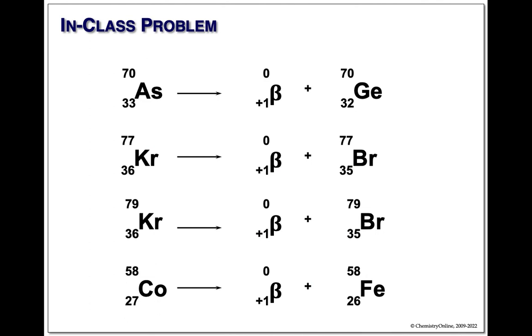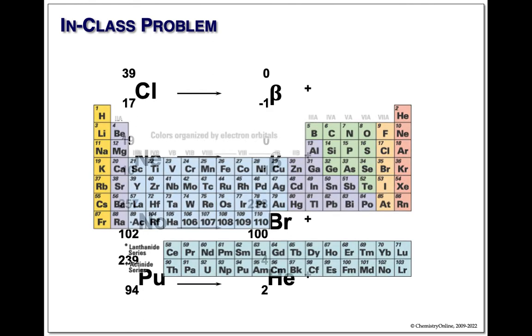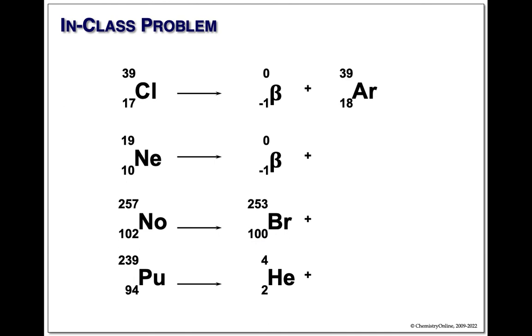All right, let's mix them up because on the exam you can get any combination. Chlorine loses a beta particle. Mass number will stay the same. This will be what? 18 on this side. 18 is going to be argon, argon 39.